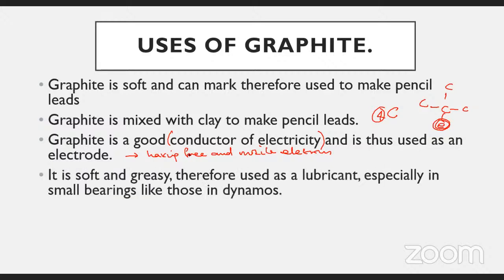Then again, we are saying it is soft and greasy and therefore used as a lubricant, especially in small bearings like those in motors and dynamos. So why do we say it is soft? What's the reason? Why do we say that graphite is soft? What do you think? We talked about it. So what do we say?